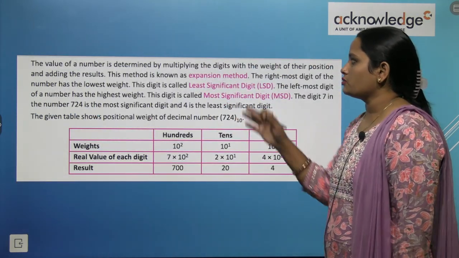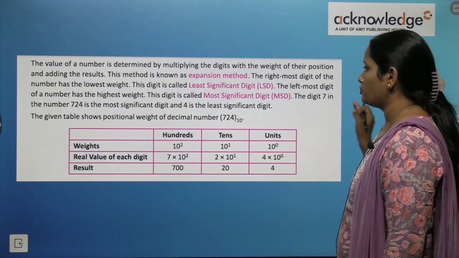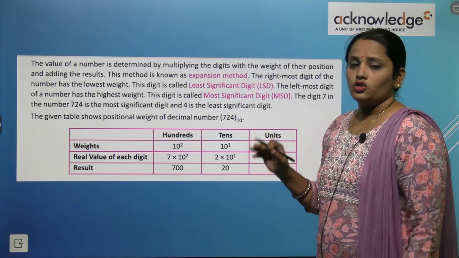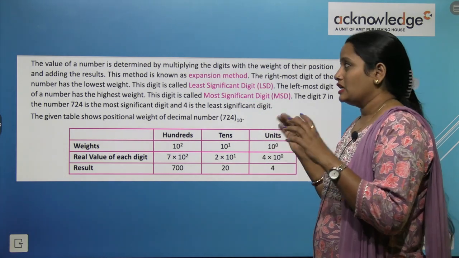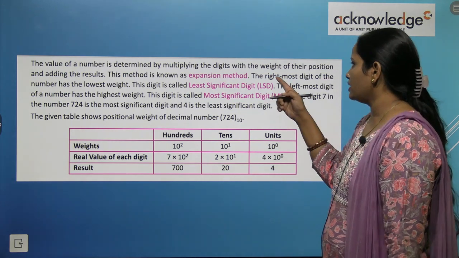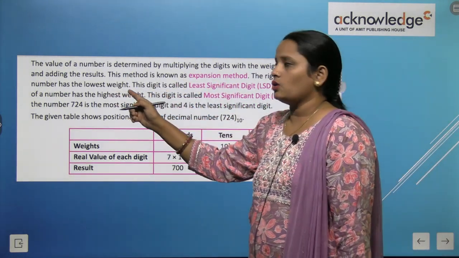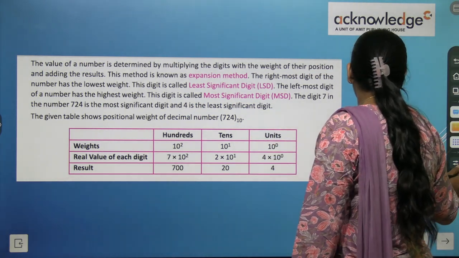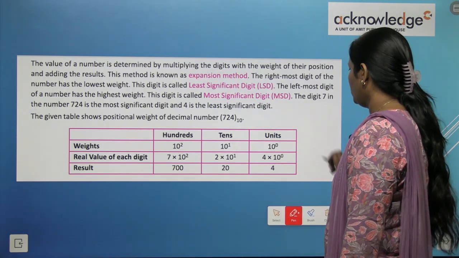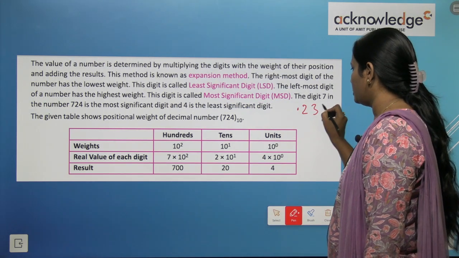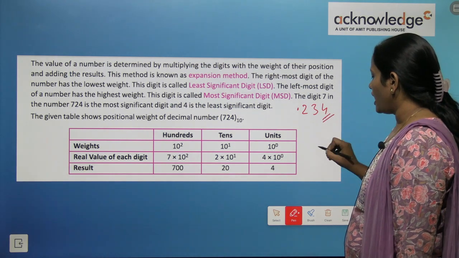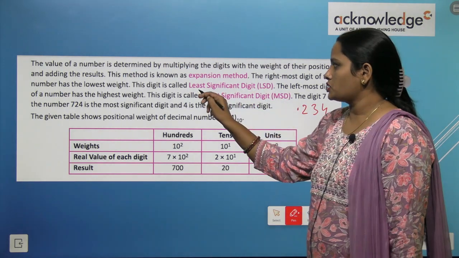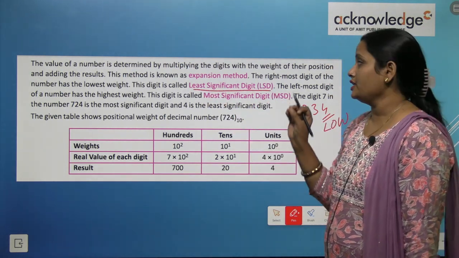The value of the number is determined by multiplying the digits with the weight of their position and adding the results. This method is known as the expansion method. So the method I showed you on the previous page is known as the expansion method. The rightmost digit of the number has the lowest value. Suppose this is a decimal number and here 4 is the last number. So it has the lowest value, and it is called the least significant digit.